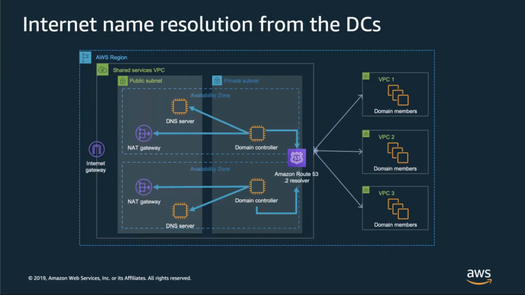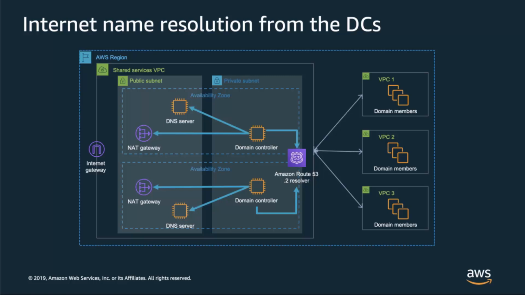Okay, let's talk briefly about internet name resolution. A lot of customers use their domain controllers also as DNS servers in the environment. Some customers don't. They use a different appliance or they even use Route 53 for that purpose. But irrespective of what you use, we want to show you how internet name resolution works if you're using a domain controller for DNS. So in this diagram, you can see multiple VPCs on the right and then a shared services VPC on the left.